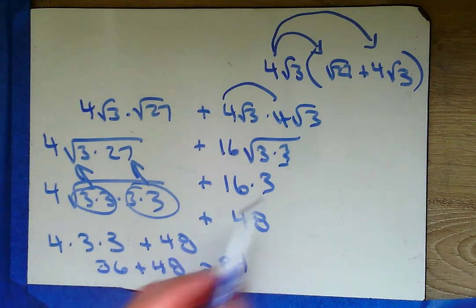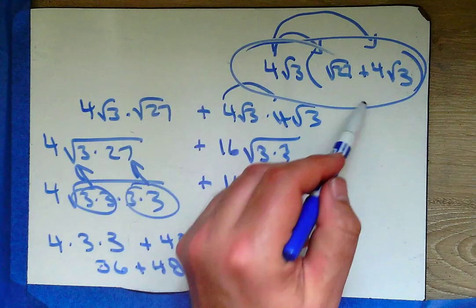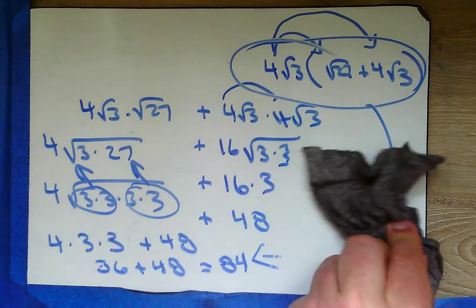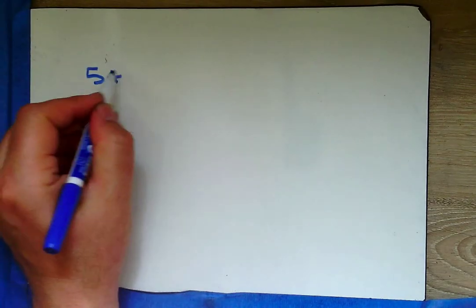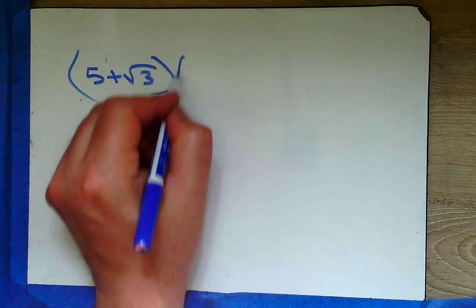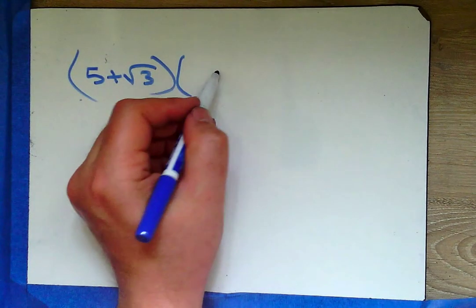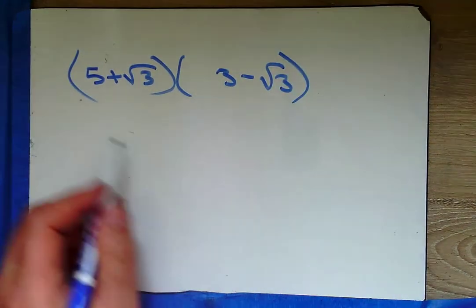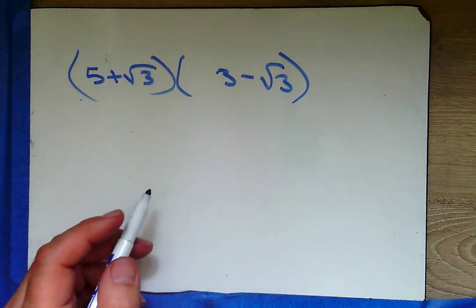I think it's kind of interesting that something like this can simplify to that. It's kind of elegant. All right, so we've got distributing, and you know what else you can do with radicals? You can FOIL them. Will you try foiling this one? Pause the video, give it a try.